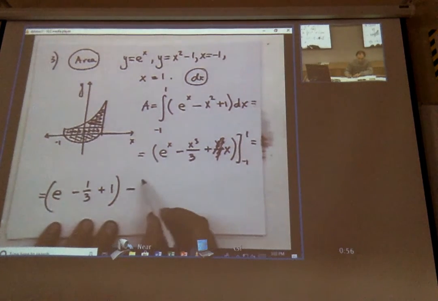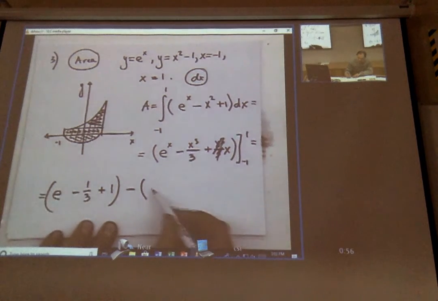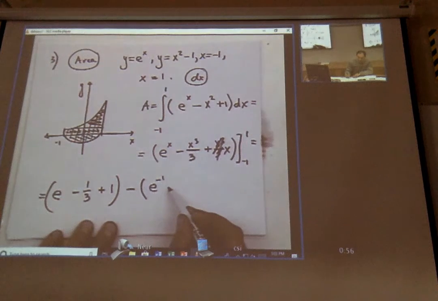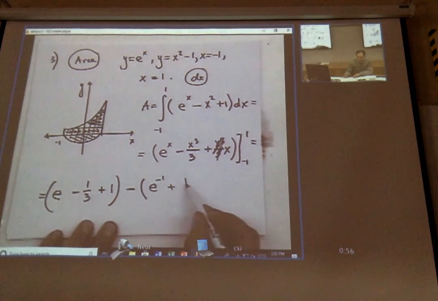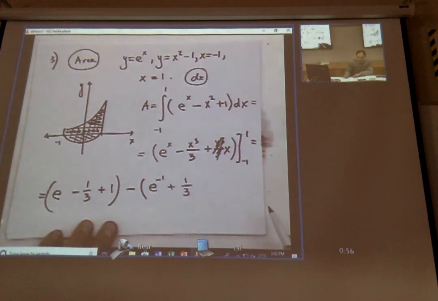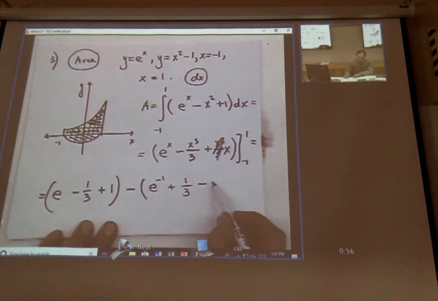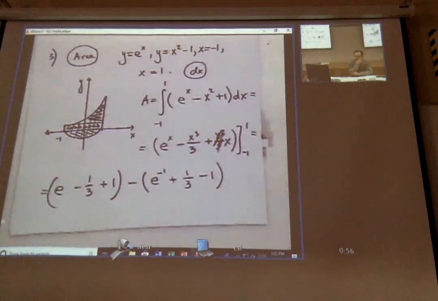Minus e to -1 plus 1 over 3, yes, no? Plus, and minus what? 1. So this is what we have. Now, this can be a little bit more complicated than we think right here. It should be plus 1.